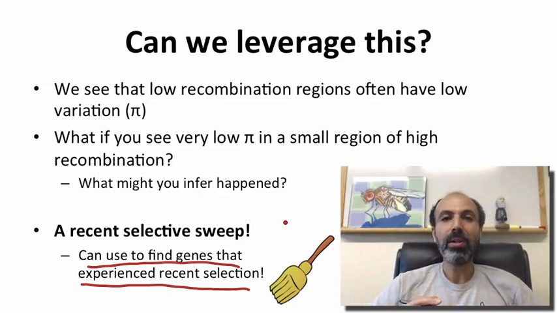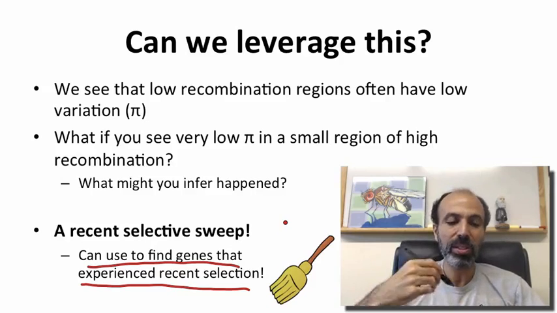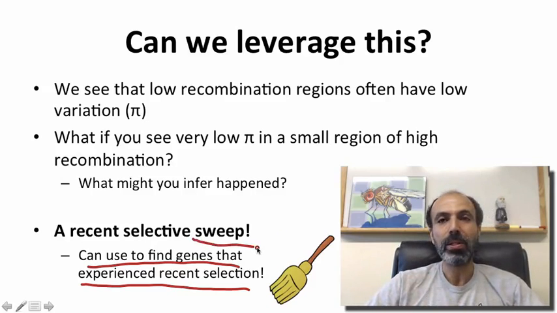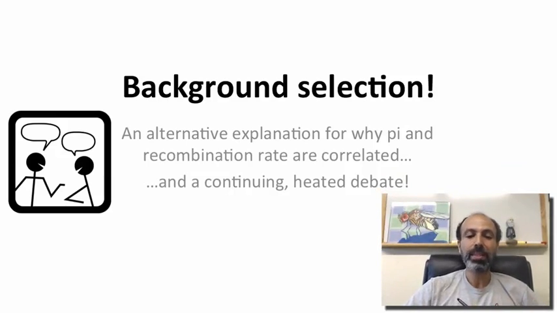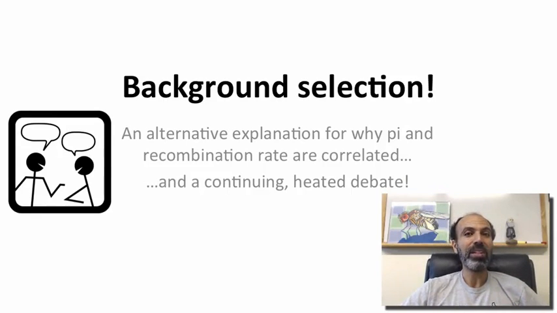Now, this overall pattern I've described to you in the context of this sort of adaptive variance spreading through the population, these frequent sweeps through the population. There is an alternative hypothesis. This alternative hypothesis for why pi and recombination rate may be correlated is referred to as background selection. We'll come back to background selection in the next video.